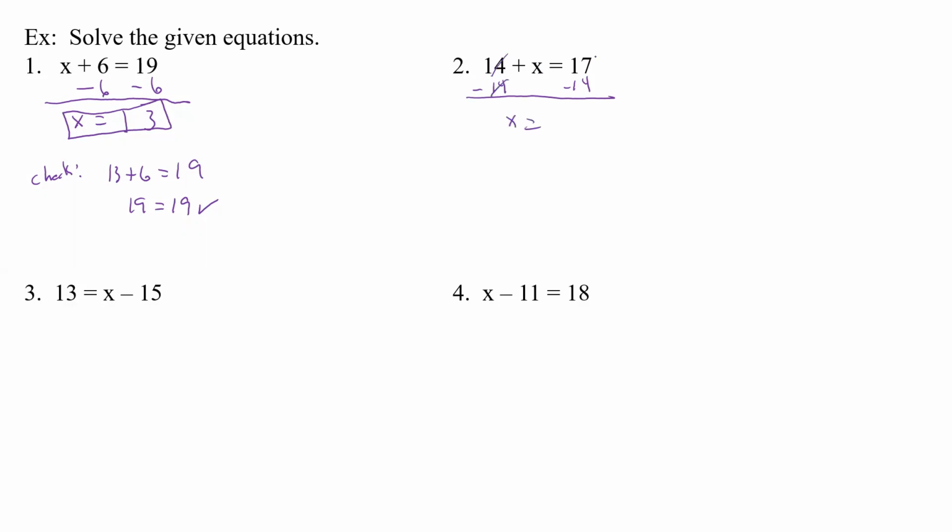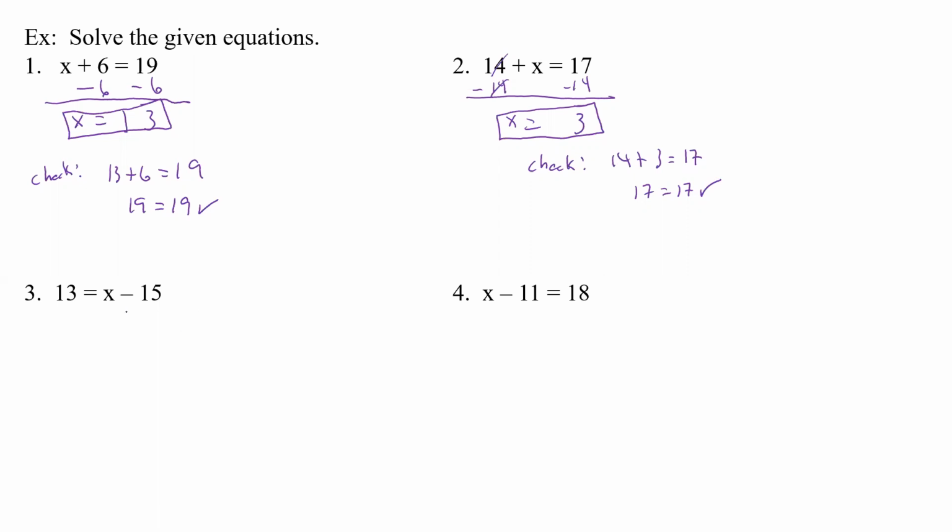We get x equals. Now 7 minus 4 is 3, 1 minus 1 is 0, so we just get x equals 3 for that one. Now again, our check: does 14 plus 3 equal 17? Well, 14 plus 3 is 17, so that one does check as well.